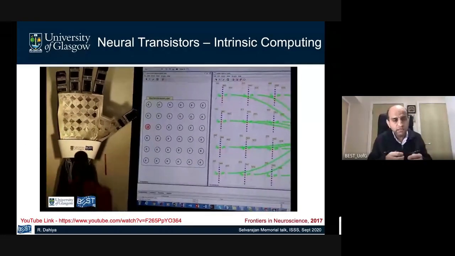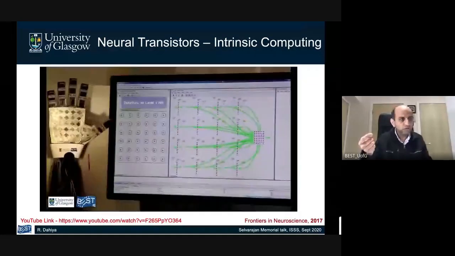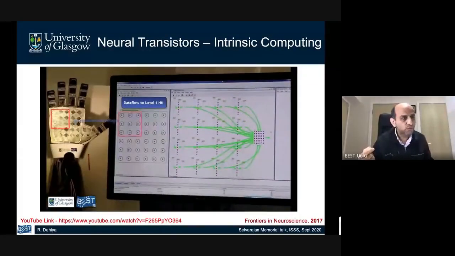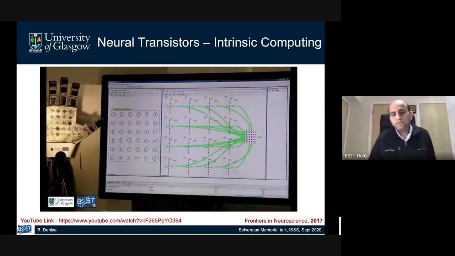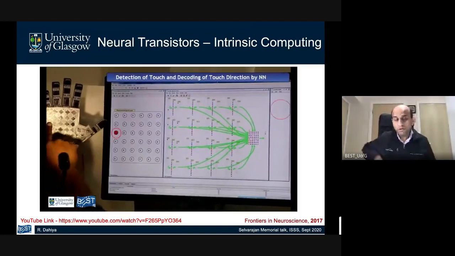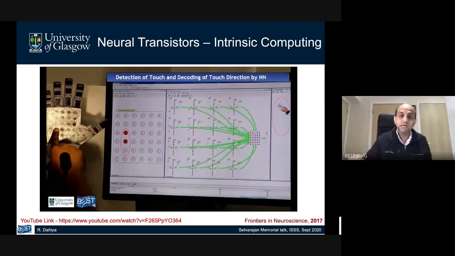So at the contact itself, you are already splitting that information. You don't have to send all this information to the brain and then process it to find out how much the force was and what the direction was. This can be done at the point of contact, and that's something we have shown in this case through simulation, but now also showing it through hardware.